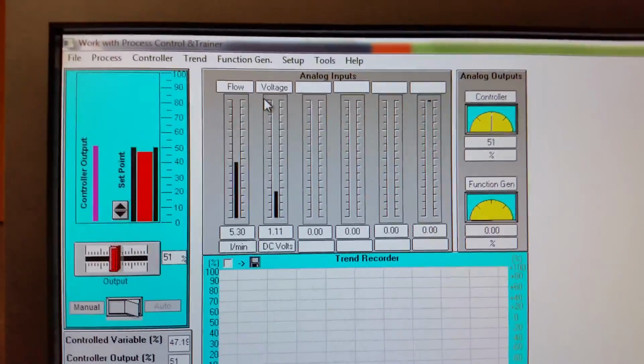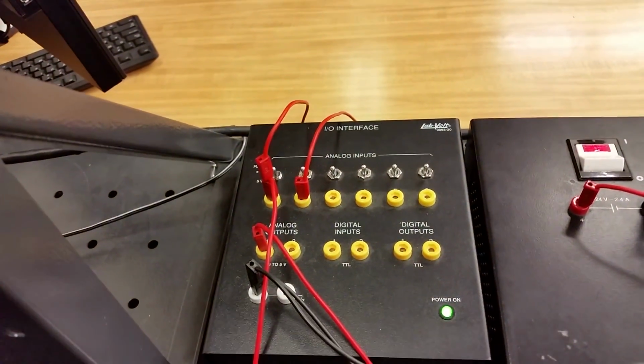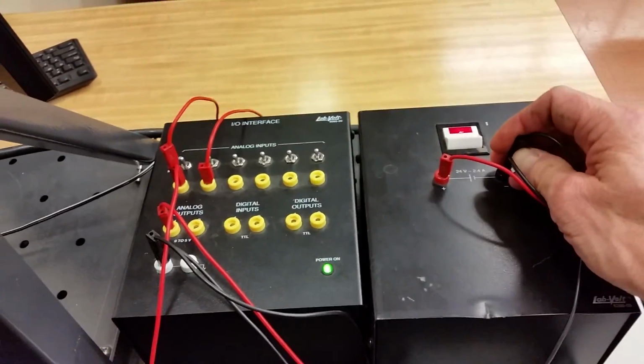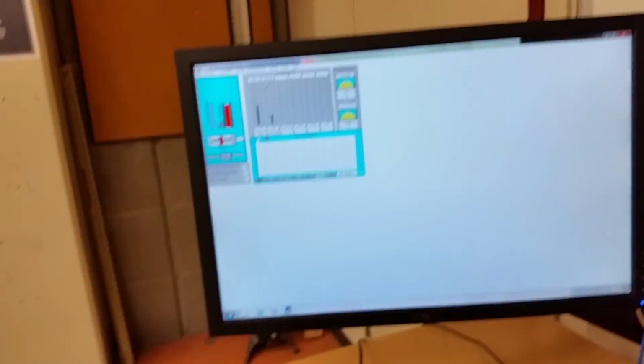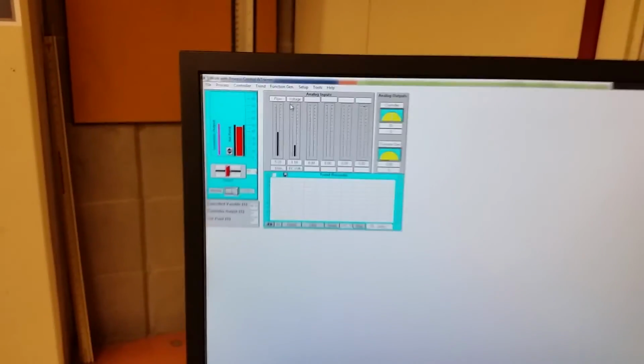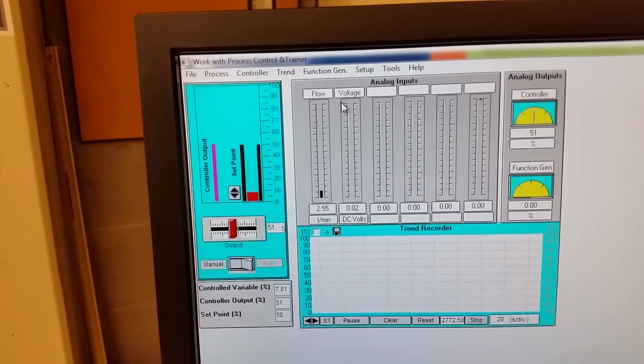If I wanted to have another signal coming in, I would just parallel up to the next input on the I/O interface. Now, in order for that voltage to come in, watch this. If I take this lead away from here, right now we're at 1 volt. I'm going to remove the jumper on the common. And look what happened. We lost the signal there.